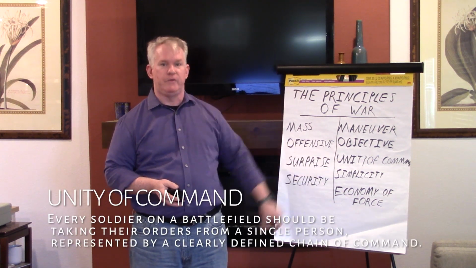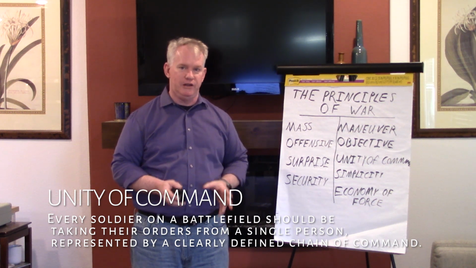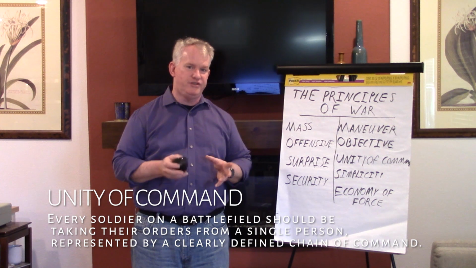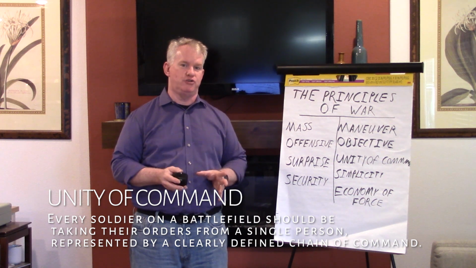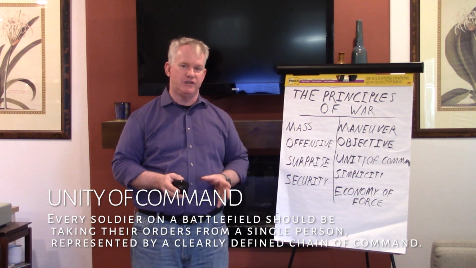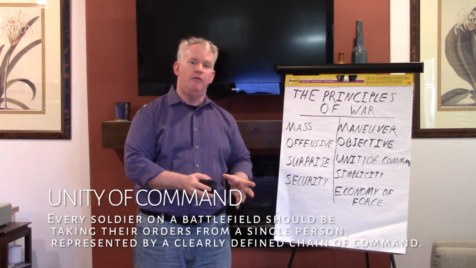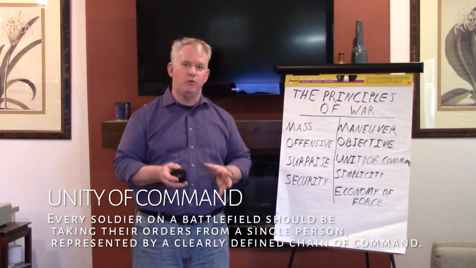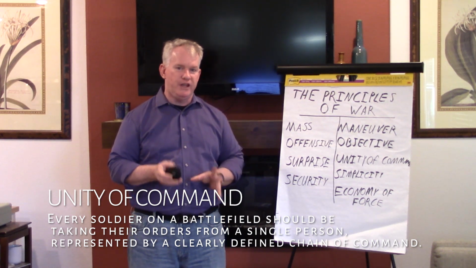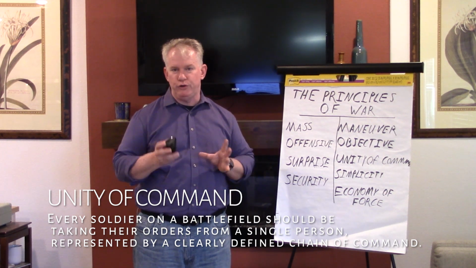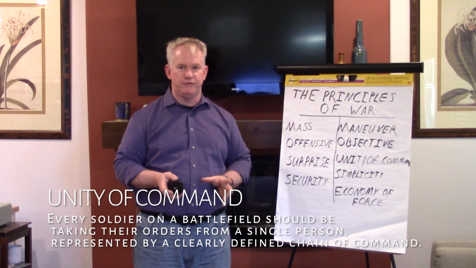Unity of command. Every soldier on a battlefield should be taking their orders from a single person, represented by a clearly defined chain of command. If two commanders disagree on where to fight, or whether to fight, or how to approach the enemy, how can their soldiers know whose orders to follow? Indecisiveness is more often fatal to an army than bad decisions. A bad decision executed violently might have a chance of success, whereas an army with conflicting objectives will have a hard time coordinating its efforts to achieve anything. There needs to be a clear structure in place, including who has the authority to override whose decisions, so every man in the army knows whose orders to follow.